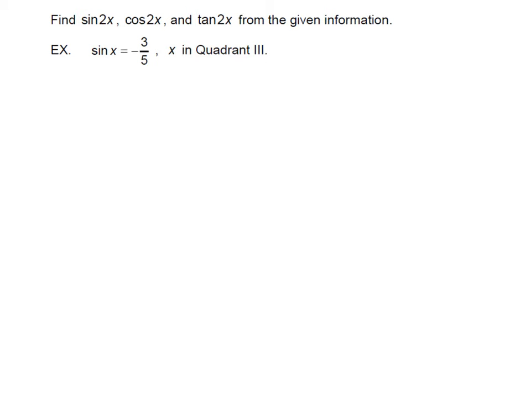They tell you the quadrant so that you'll know if your answers are supposed to be positive or negative. In quadrant 3, both the sine and the cosine are negative. Cosine is negative, and the tangent is positive. So, in order to use the formulas, we need just regular sine and regular cosine, not with the 2's. We already have sine. It's -3/5.